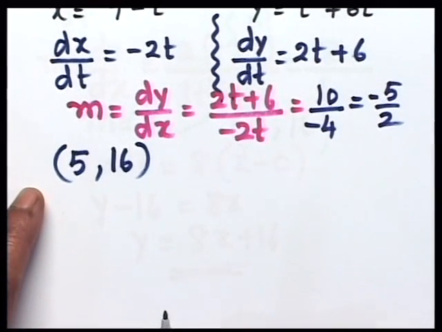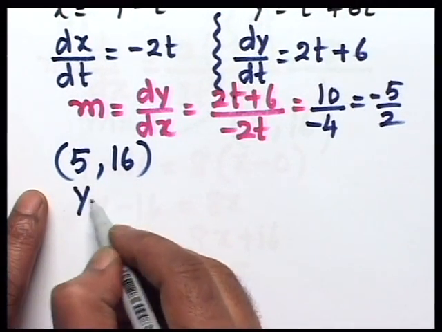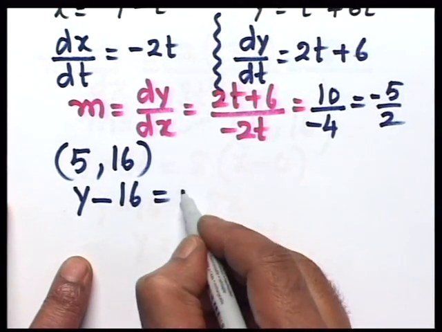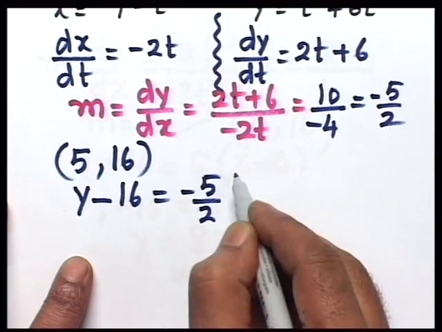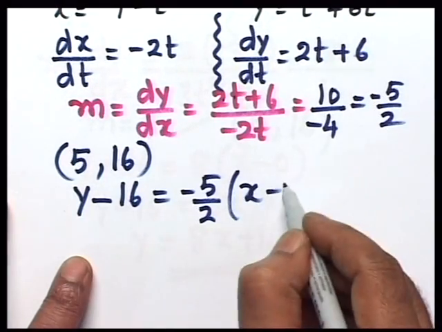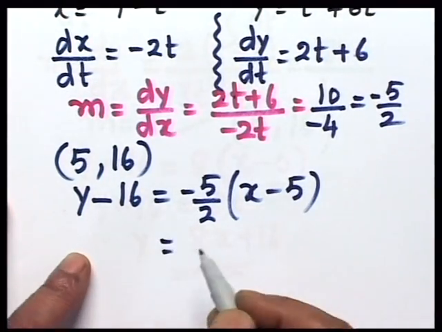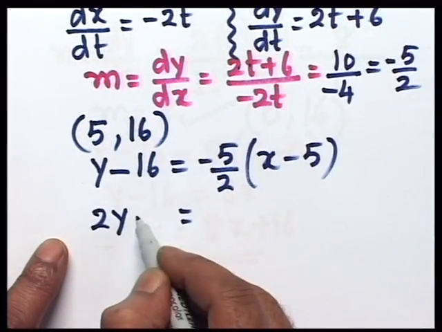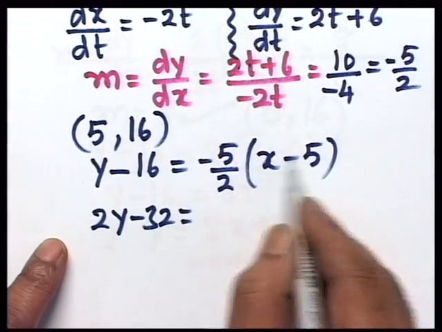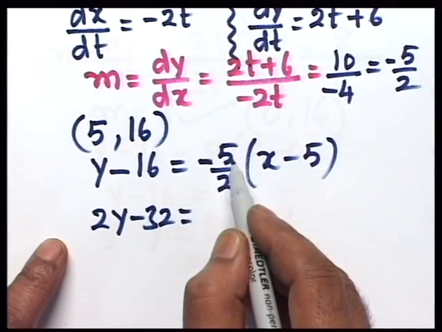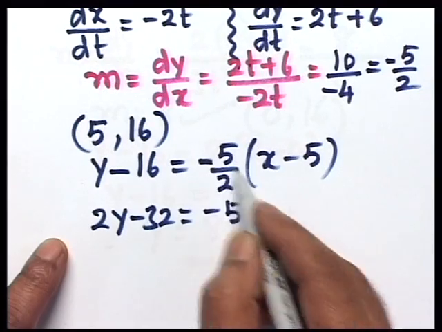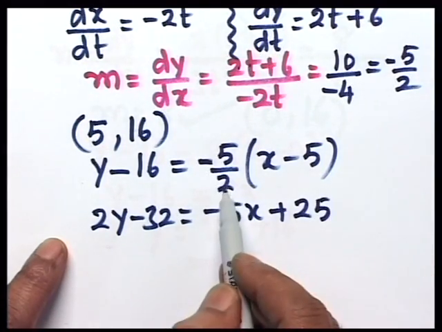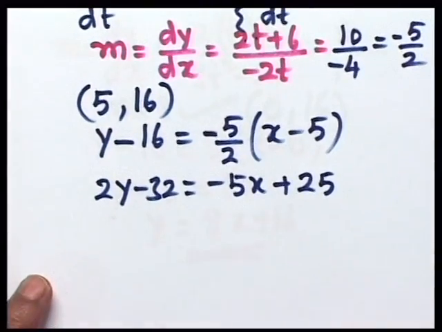So we have gradient and point. We can find the equation of the tangent. y minus y1, which is 16, equals the slope, that's minus 5 over 2, bracket x minus x1, which is 5. And you can do the cross multiplication if you want. That's 2y minus 32 equals, open the bracket with minus, just be careful there, minus 5x and minus times minus plus 5 fives, 25. Remember, we moved the 2 to the left hand side.